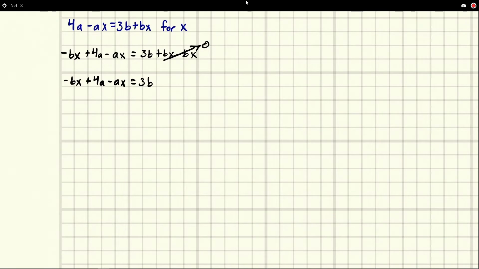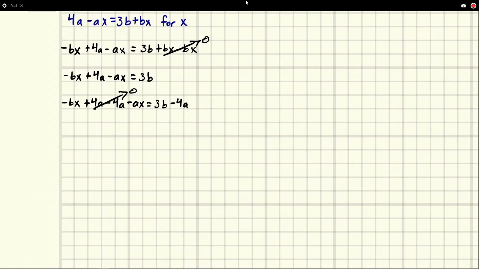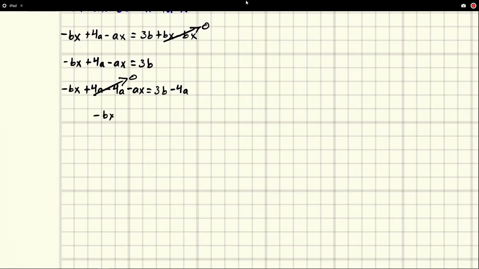All right, so from here, we want to get rid of this 4a because it doesn't have an x, and it's going to be a little more tricky to work with it on this side. So we're going to do the opposite of that. So we're going to do minus bx plus 4a minus 4a minus ax is equal to 3b. And then we're going to do the minus 4a because if you do it to one side, you've got to do it to the other so that you keep the equality happy. So this goes to 0 because 4a minus 4a is 0. And we're left with minus bx minus ax is equal to 3b minus 4a.